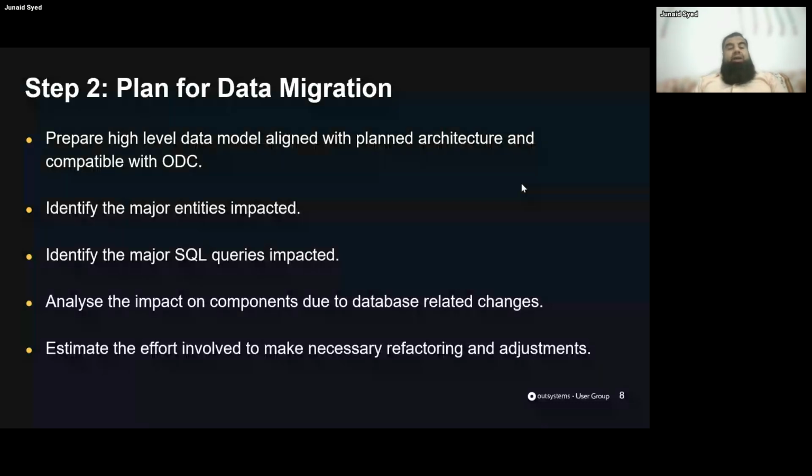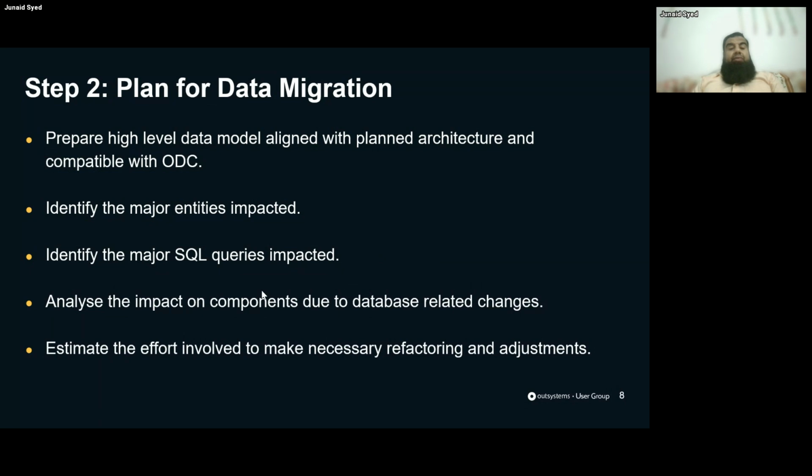And then we identify the SQL queries. As we all know, the way we write advanced SQL queries in ODC is different from O11, because the underlying database is different. So there are differences in the syntax of these SQL queries. We need to identify those SQL queries as well, which are going to be impacted because of this migration.